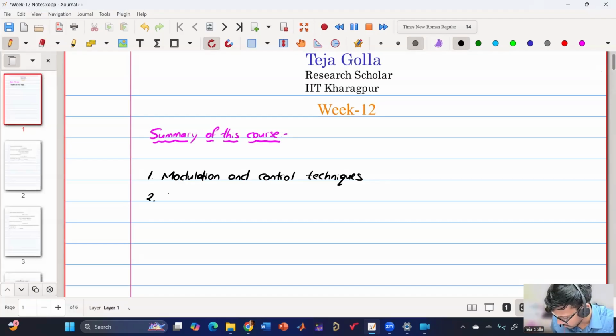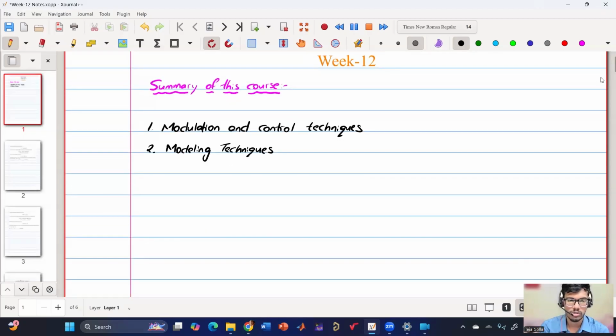Sir has also discussed modeling techniques, different types of modeling, starting from state space modeling to small signal modeling and large signal modeling, and how accurate they are for voltage mode control, for current mode control, and also for the modulation and control techniques. We have discussed different types of modulation: pulse width modulation, phase shift modulation, fixed frequency modulation, variable frequency modulation, constant on time, constant off time, and hysteresis, as well as control techniques. We have discussed voltage mode control, current mode control, and hysteresis control for both fixed frequency as well as variable frequency; hysteresis, of course, is variable frequency.